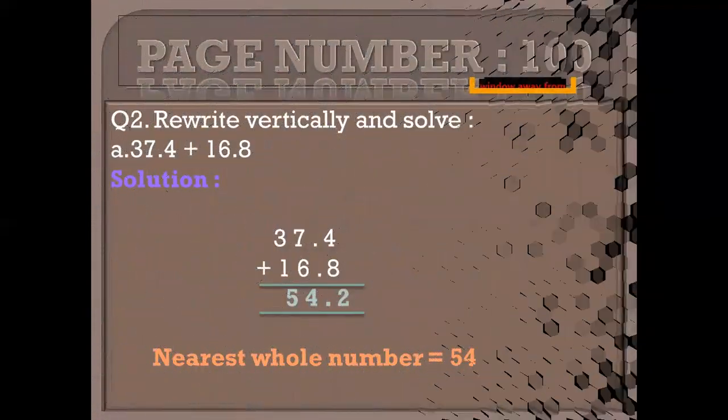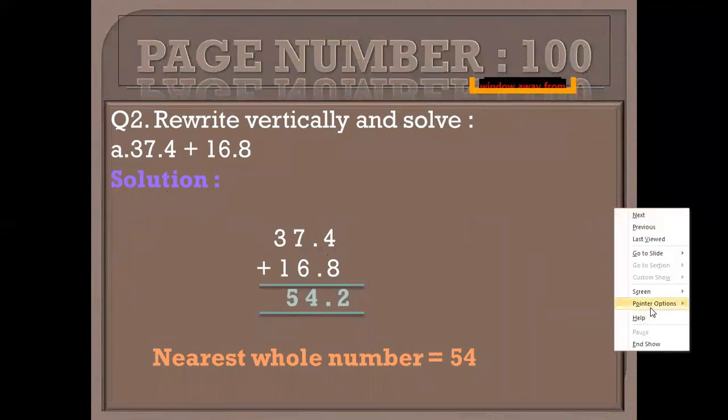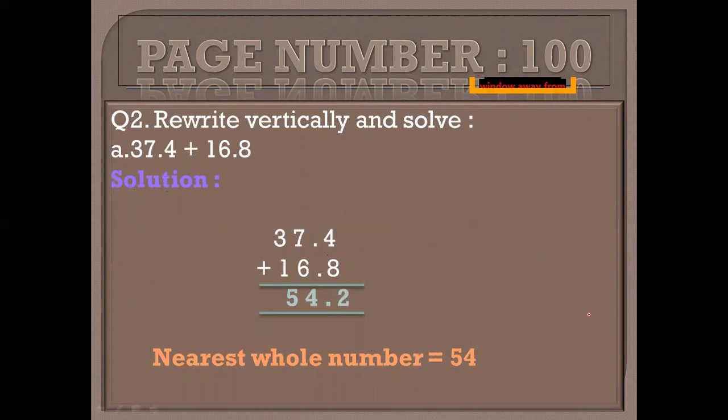Now question number 2, rewrite vertically and solve. Then round off your answer to the nearest whole number. Questions are given, parts A to E. All the parts are given to you in horizontal form. First, you convert them into vertical form. After adding or subtracting and finding the answer, you will round off the answer to the whole number.